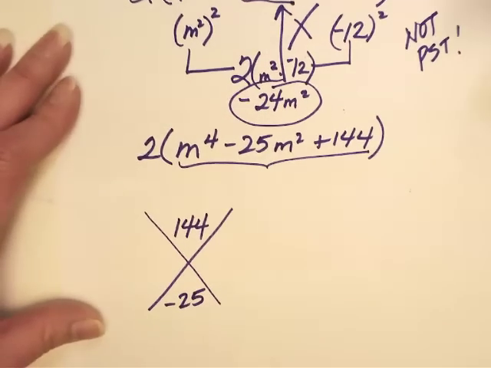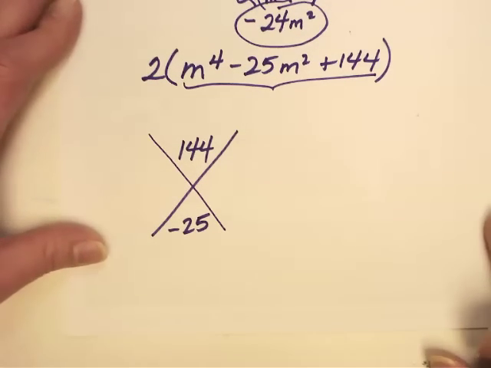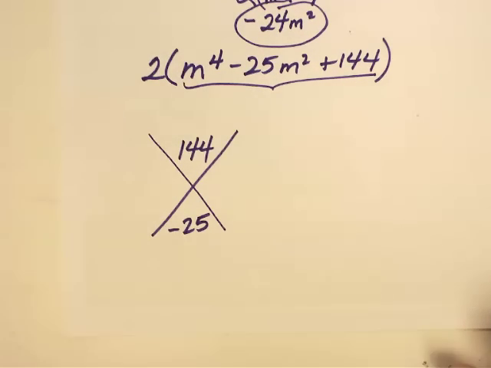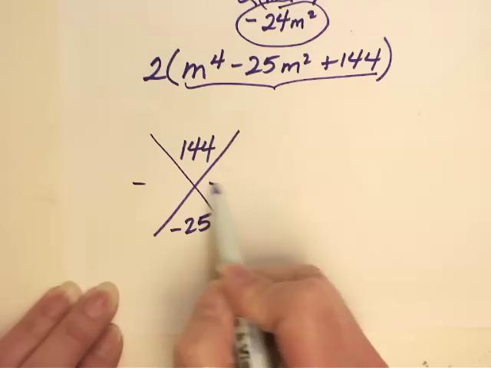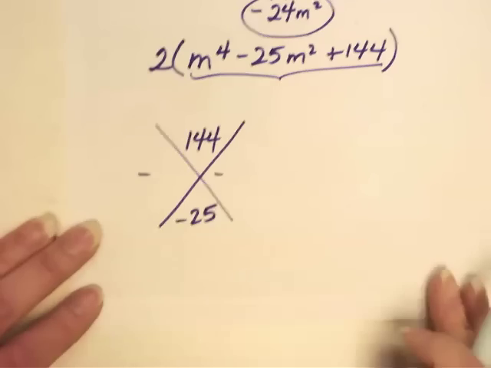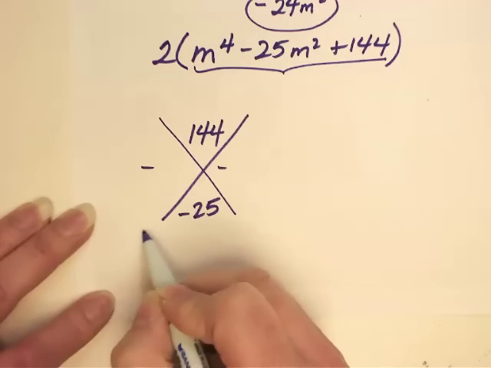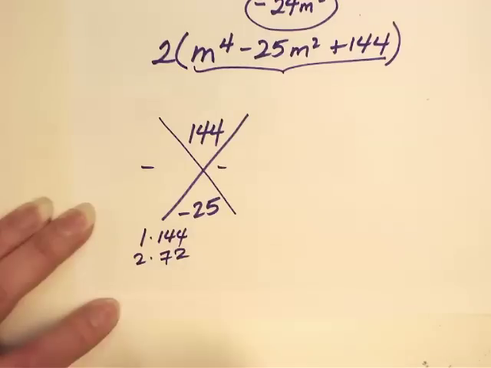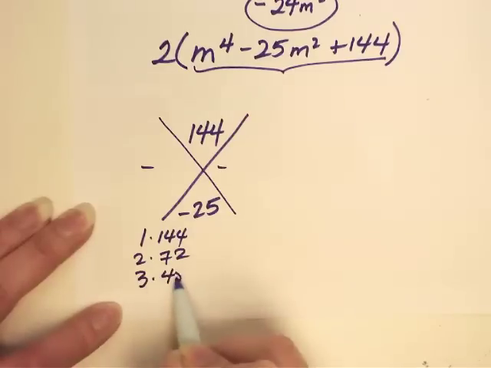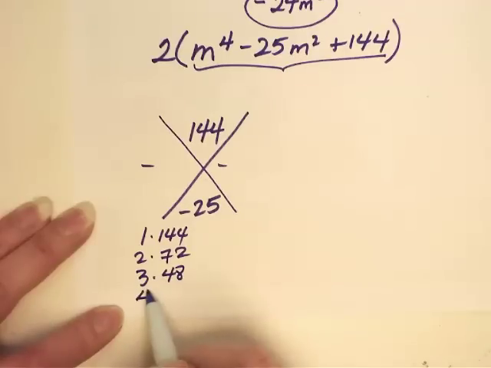So now I'm going to go ahead and start brainstorming. What times what will give me 144 yet add up to a negative 25? Well, since it has to add up to negative 25, I know it has to be two negatives because my product is positive, so these are both going to be negative. Okay, so I'm going to start listing the possible things here. Well, it could be 1 times 144. That's too big. 2 times 72. That won't work. 3 times 48. Still too big. 4 times 36. That won't work either, although I'm getting close.